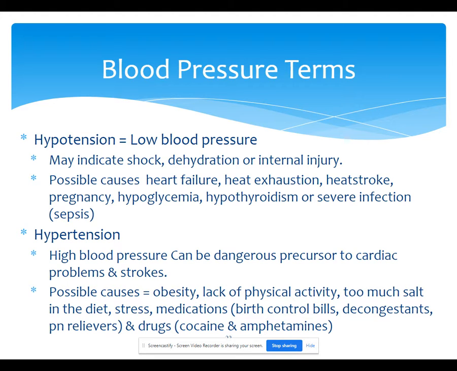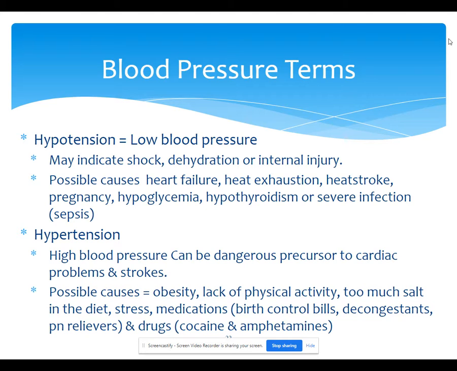So when we're looking at blood pressure, a term is hypotension, meaning it's low blood pressure. Hypertension is high blood pressure. There's different things that cause this. So the amount of blood and other fluids that are present in the body can cause high or low blood pressure. We want to look at age, obesity, pain, stress. Genetics, gender, all these things affect the type of blood pressure you have. Having a very low blood pressure could lead to dehydration, internal injury, indicates shock, heart failure, heat exhaustion, severe infection. Hypertension, so high blood pressure, can be a precursor to cardiac problems and strokes.